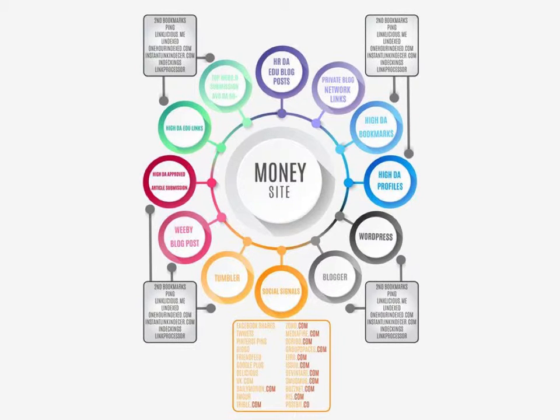For example, it is like the traffic coming from an HR DA edu blog post. That means DA is domain authority, and edu blog post means the popular edu blogs, that is, educational blogs. Suppose someone puts your content on an education blog and puts a link to your website, then you get traffic from that blog.